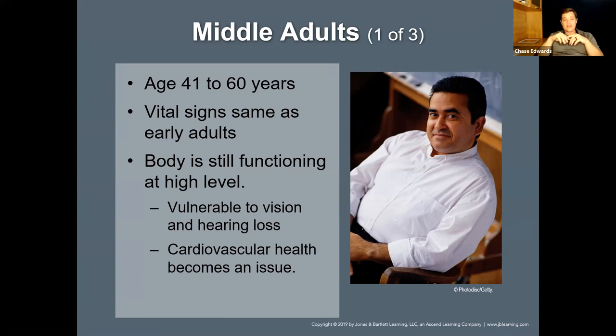Vital signs are the same as early adults. Average pulse rate, 70 beats a minute. Respiratory, 12 to 20. Systolic, 90 to 140. Right? The body is still functioning at a high level, but middle adults are vulnerable to vision and hearing loss with other varying degrees of degradation throughout the body. Cardiovascular health becomes an issue in many people. Okay.